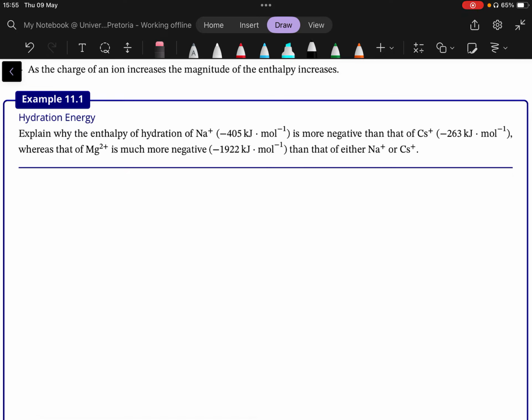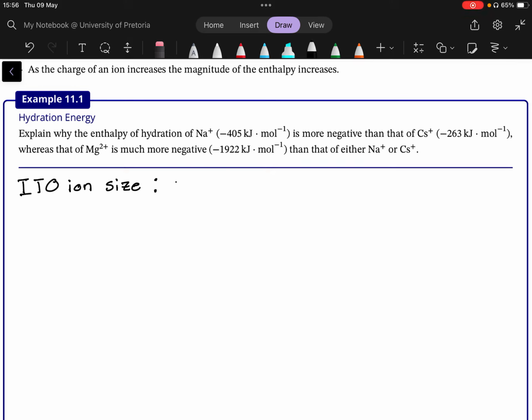So let's try and put that into perspective. We are told to explain why the enthalpy of hydration of sodium ions, cesium ions, and magnesium ions differ so much, and in fact, why there is this specific trend. So let's first place them in terms of ion size.